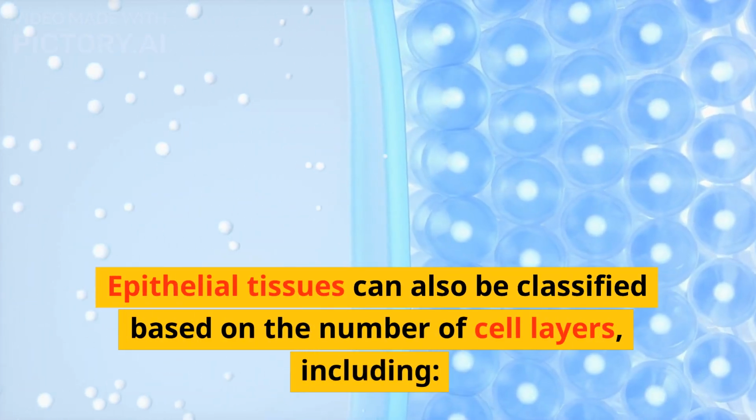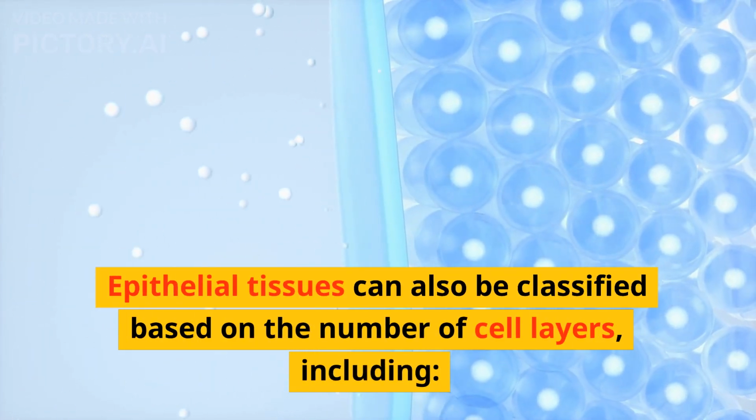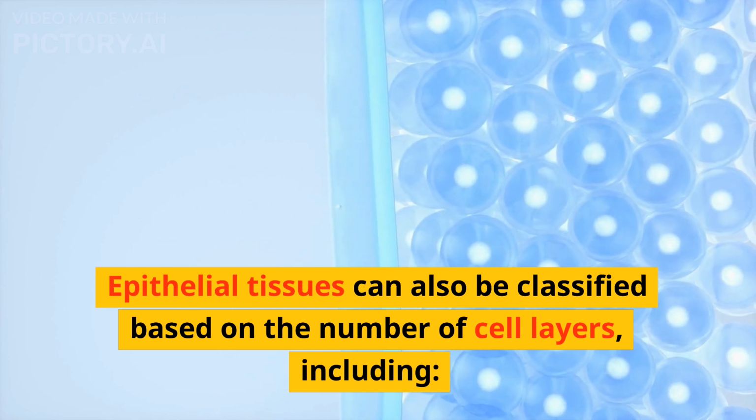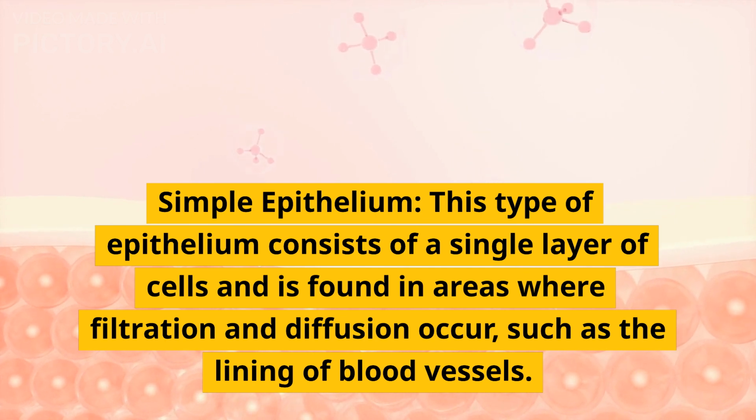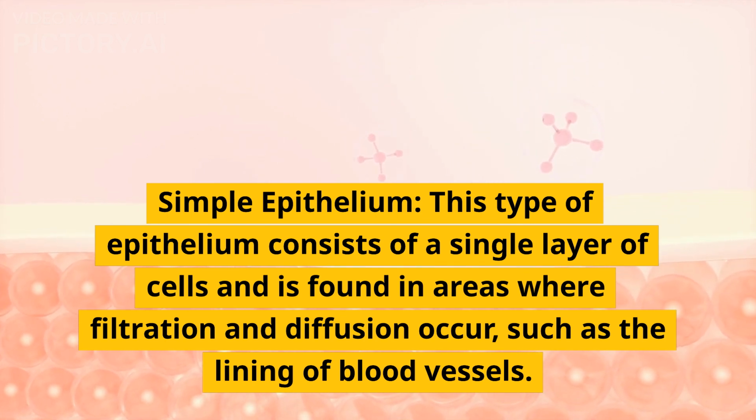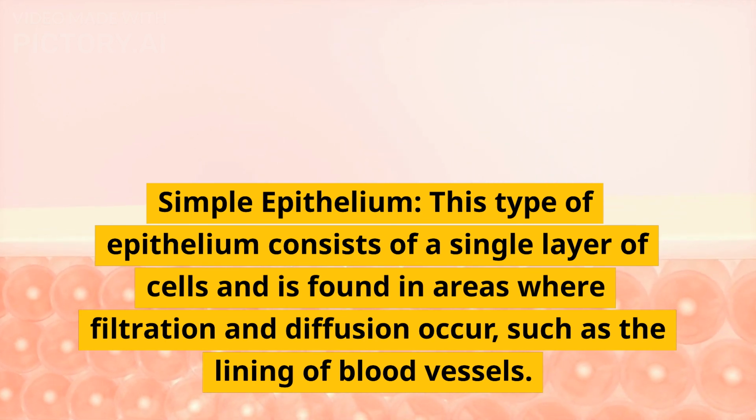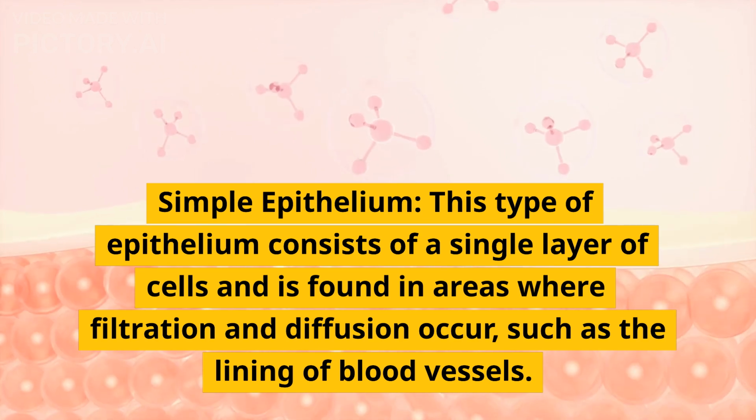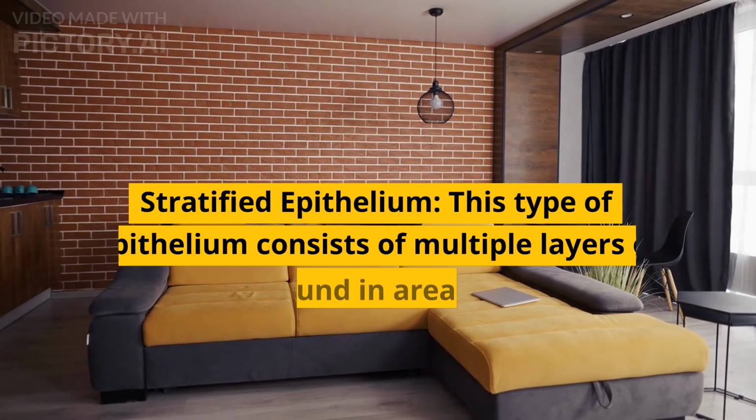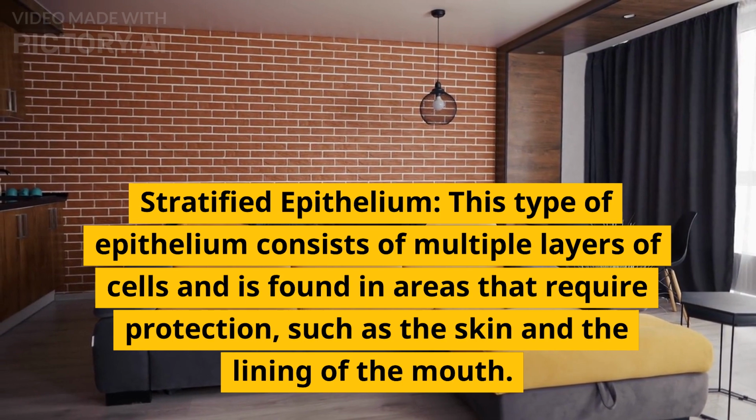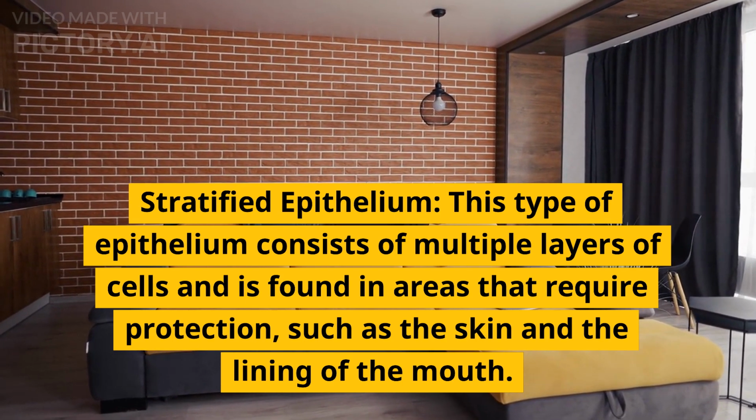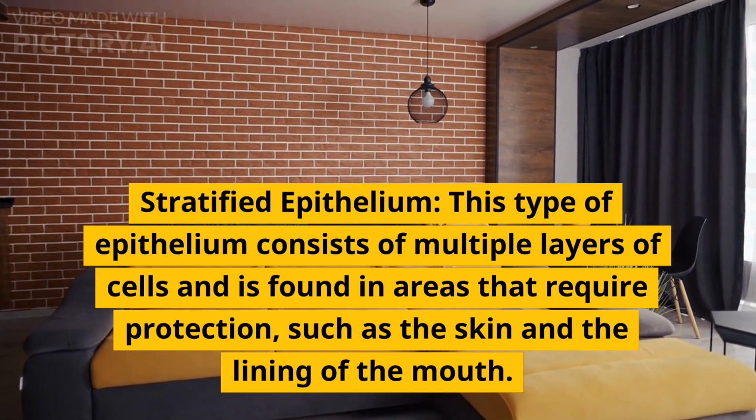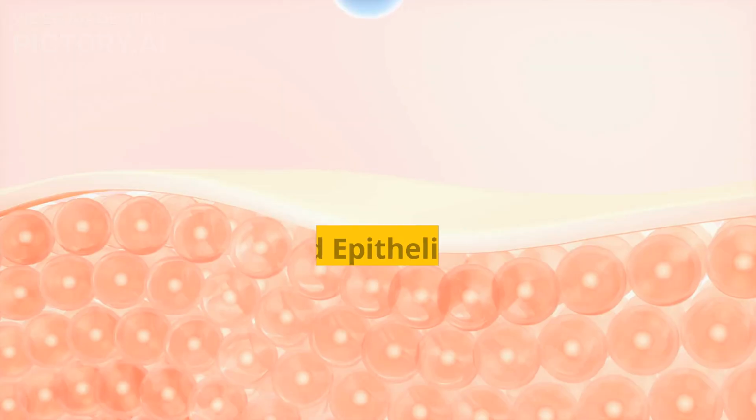Epithelial tissues can also be classified based on the number of cell layers, including simple epithelium. This type of epithelium consists of a single layer of cells and is found in areas where filtration and diffusion occur, such as the lining of blood vessels. Stratified epithelium. This type of epithelium consists of multiple layers of cells and is found in areas that require protection, such as the skin and the lining of the mouth.